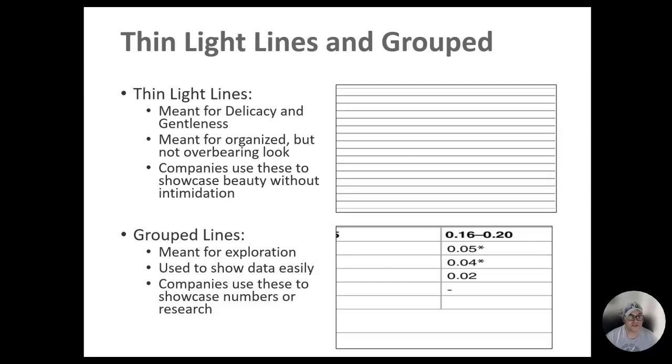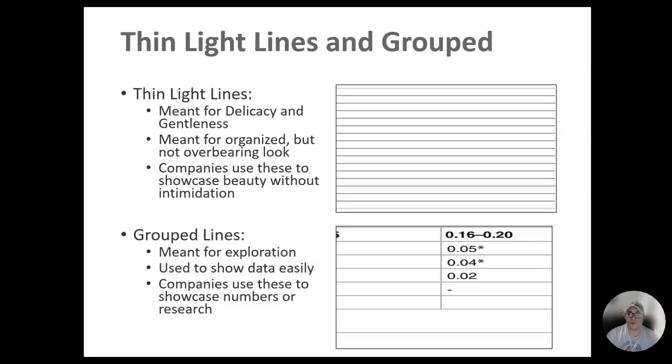And then also group lines. Group lines are really interesting because if you put lines in a group, or more like a data sheet, they're meant for exploration because they're used to showcase data. When you take a look at that, it's easy to understand the data, where you can find all these different elements. And companies use these to promote numbers and research to back up their findings and to sell their viewpoints a lot of times.